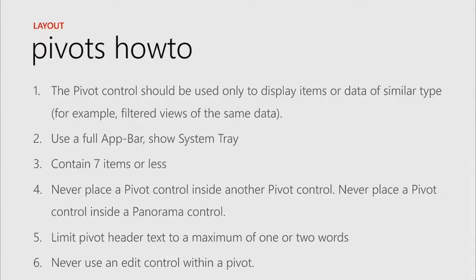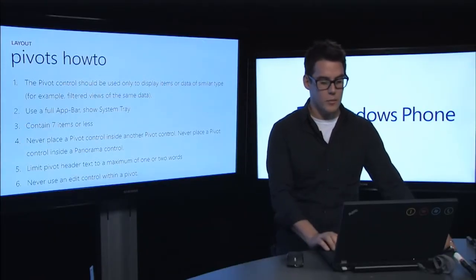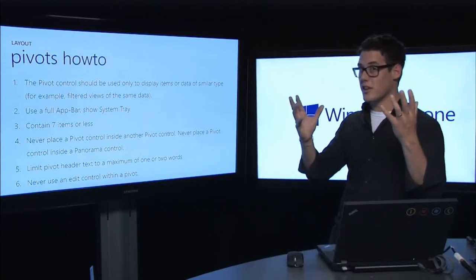The pivot control should be used only to display items or data of similar type. So don't use it with all kinds of different crazy controls from one page to the other. Use a full page, a full app bar, and also show the system tray. We always want you to show the system tray as much as possible. The only time it's even a question in our default system is in a panorama. But definitely in this scenario, if you can, use the system tray at the top so that you know what the time is and can see the battery life at any given point. Contain 7 items or less. This is just for the human mind.